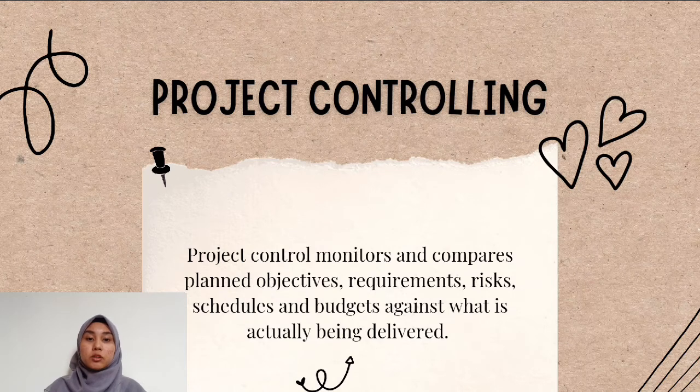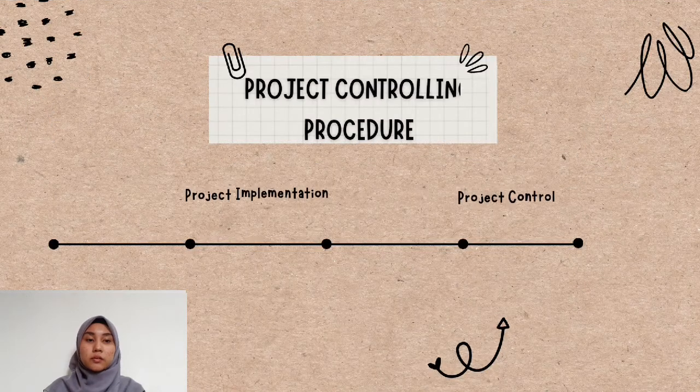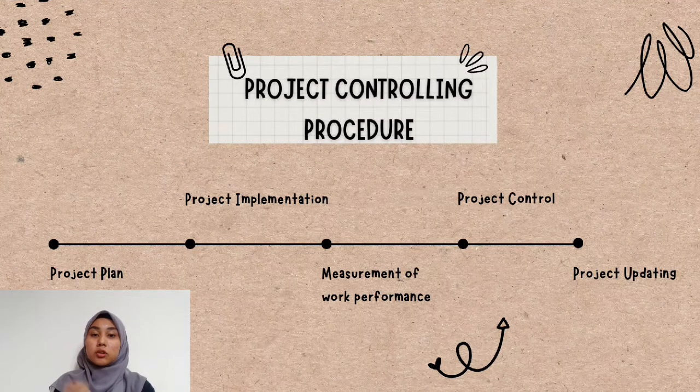Now we talk about project controlling. Project controlling is a project that monitors and compares planned objective, requirements, risks, schedules and budgets against what is actually being delivered. So these are all about project controlling. Project controlling also have project controlling procedure. There are 5 that contains in project controlling procedure. The first one is about project plan. The second one is about project implementation. The third one is about measurement of work performance.